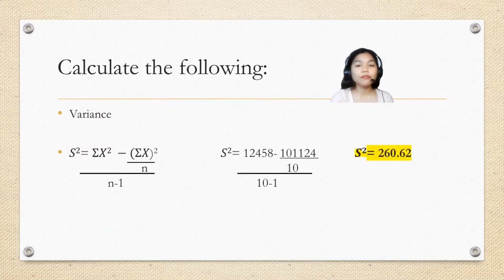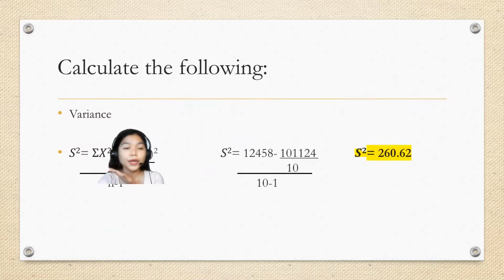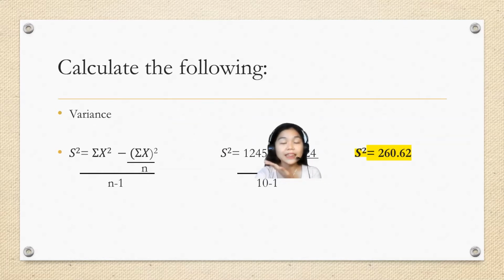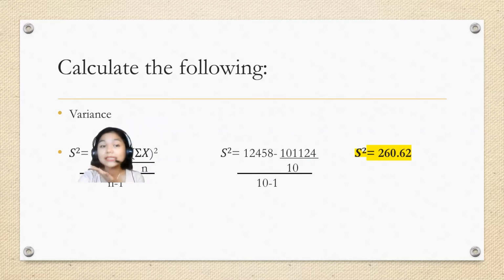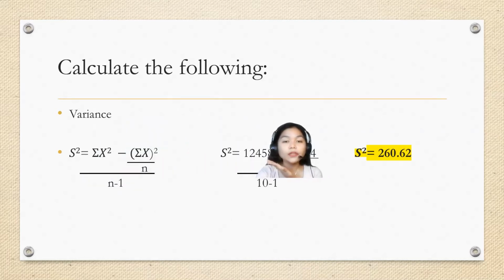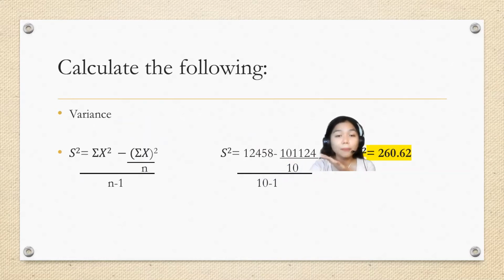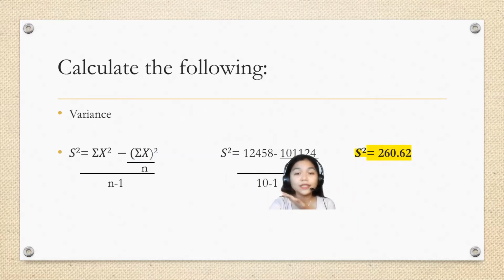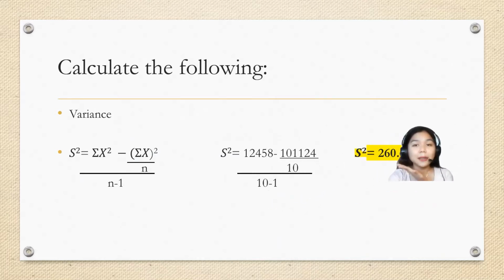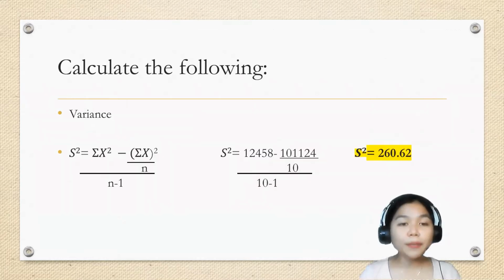Then the variance. To compute for the variance, this is our equation. We need to get the sum of squares and the square of the sum. Of course, the sum of squares is 12,458 minus the square of the sum. The sum is 318 squared, so it's 101,124 divided by 10, over all the degrees of freedom, or n minus 1, which is 9, or 10 minus 1. So the variance is 260.62.